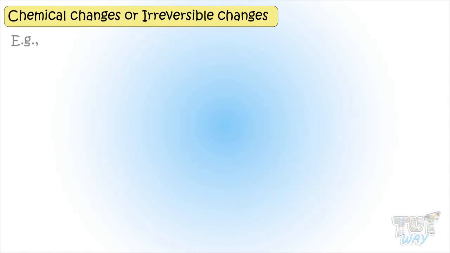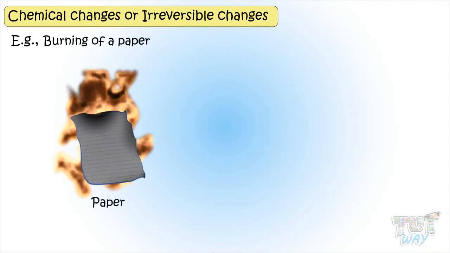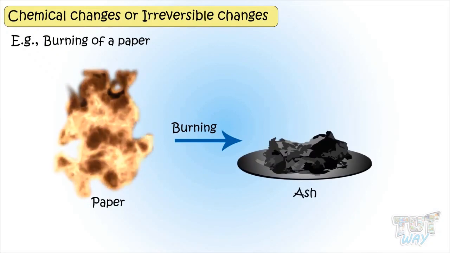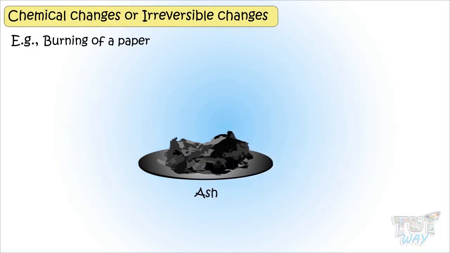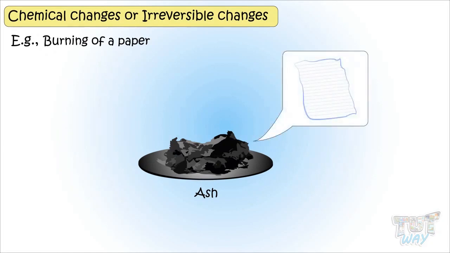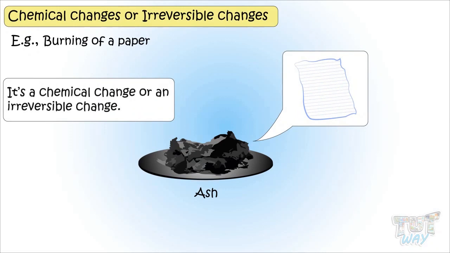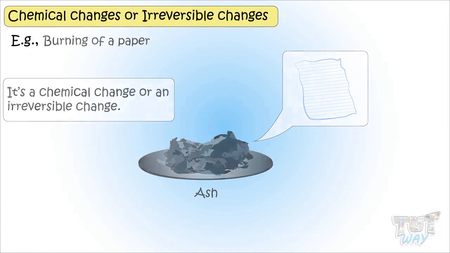Let's see some examples. Burning a paper. If a piece of paper is burnt, it changes to ash, that is, some new type of matter is formed, that is, ash, which looks exactly different from the original matter, that is, the paper. This change cannot be reversed, that is, ash cannot be changed back into paper, so it's a chemical change or an irreversible change.